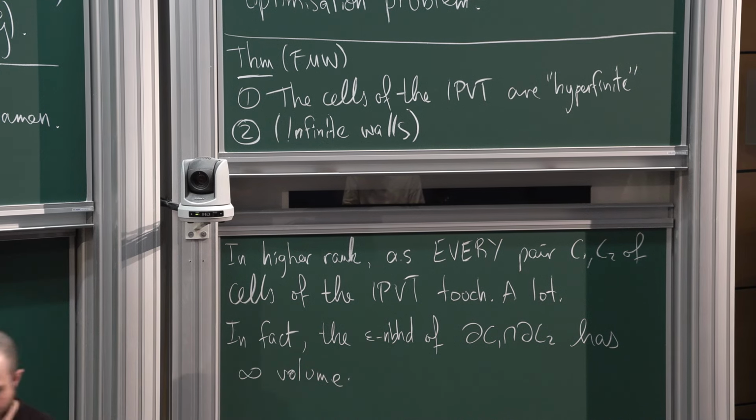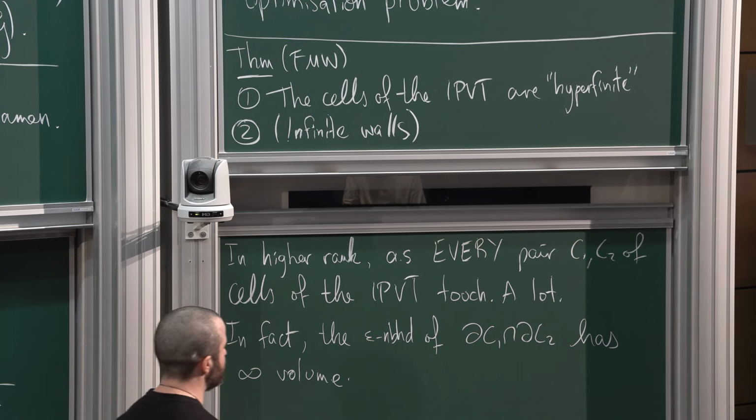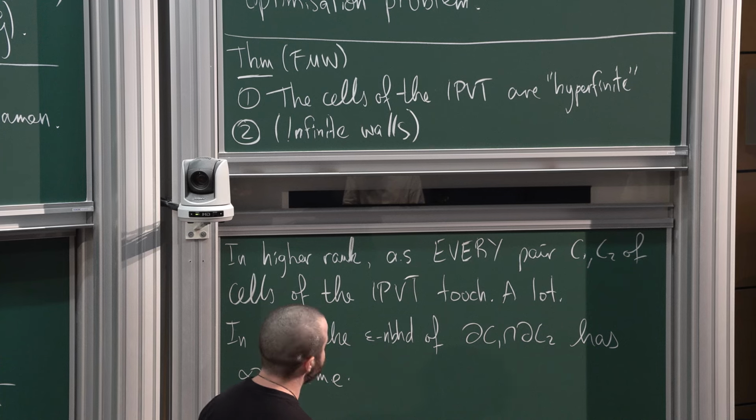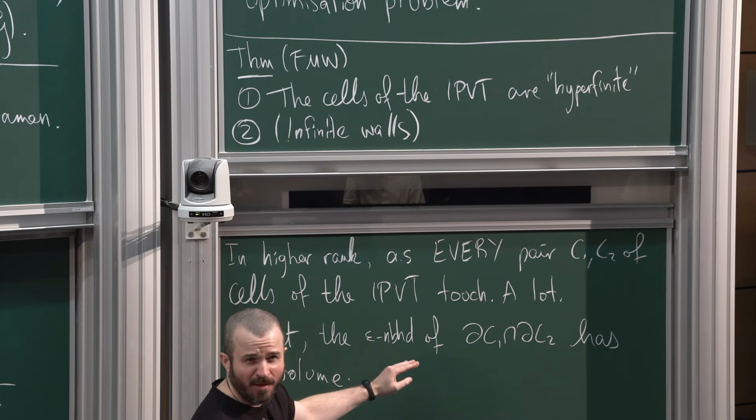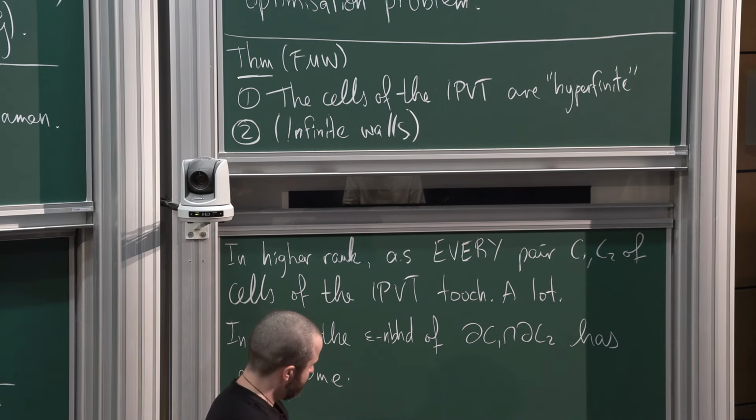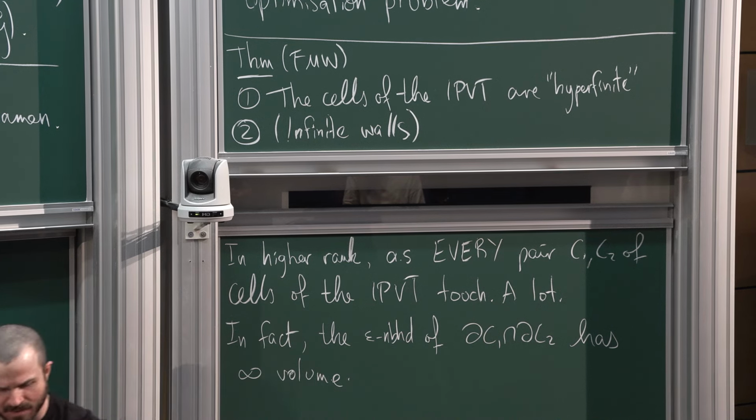David reassures me that no one can draw pictures of higher rank symmetric spaces. It's a real challenge to try to draw a tessellation of a higher rank symmetric space with this property. Somehow all of these cells are snaking around, rubbing up against each other forever and ever. It's very strange, right?